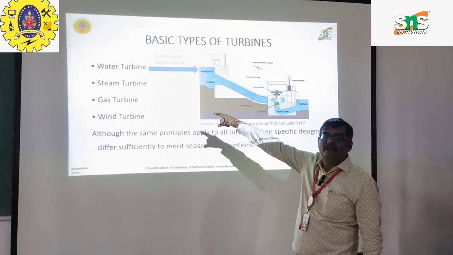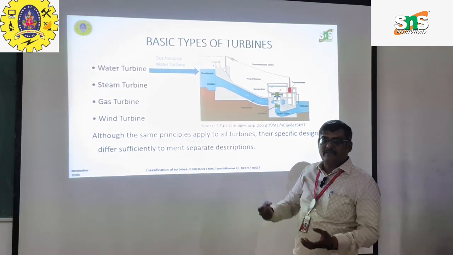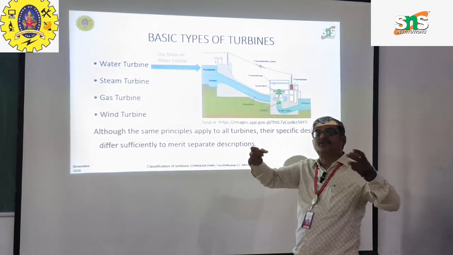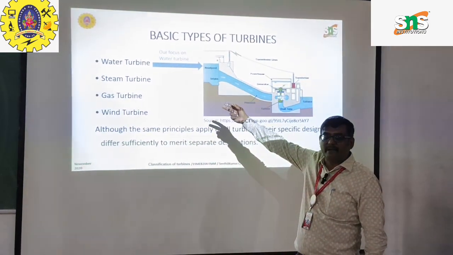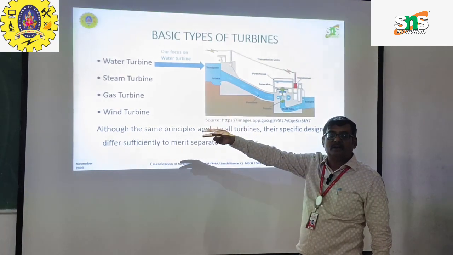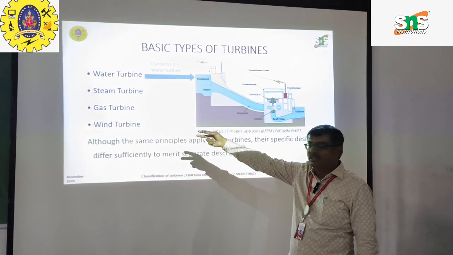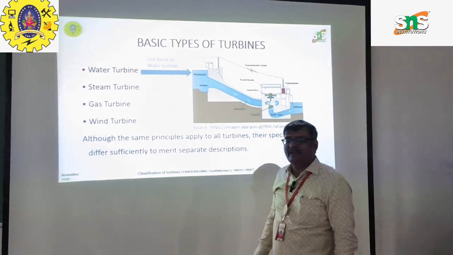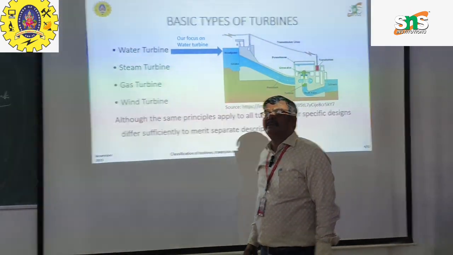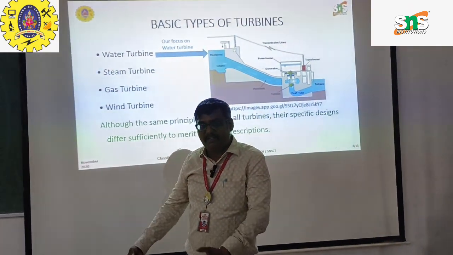When we use hot steam, that is, we are heating the water, making that into steam, that is called a steam turbine. That you are studying in your thermodynamics also. The steam tables you are following, that is what this one is. Gas turbine. So already we discussed about compressed natural gas, which is available inside the earth.